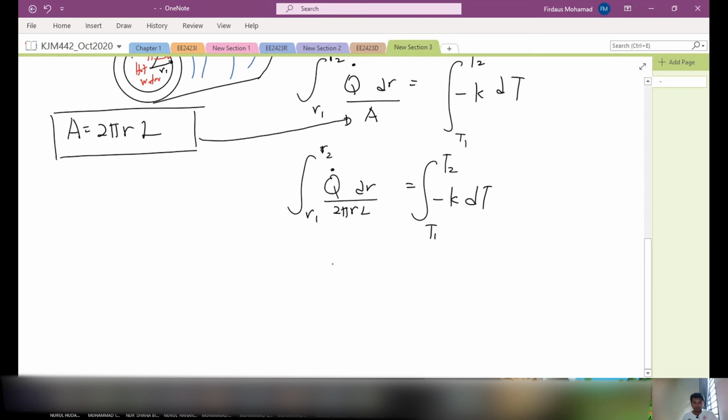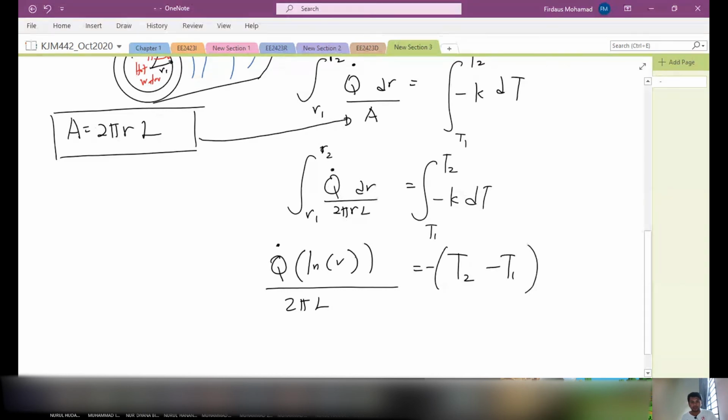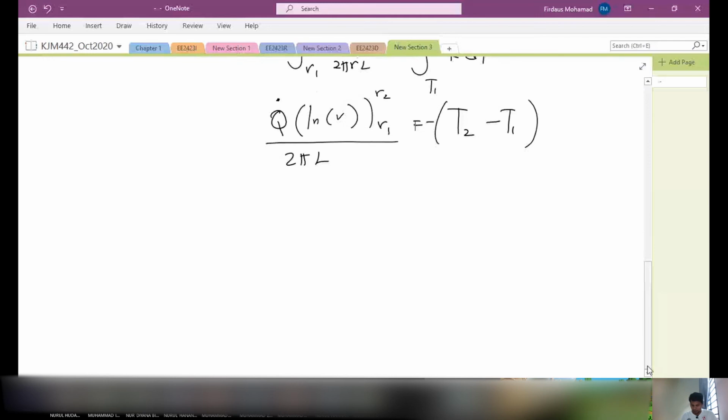So we do the integration and then we will obtain 1 over R. Integrate 1 over R, you will get ln R. So Q dot over 2 pi L times the integral of dr over R is equal to the integral of K dT, which gives you T. Substitute T2 minus T1, and here you also have to substitute R2 and R1. Okay, so rearrange this equation and you will obtain the final equation for conduction.